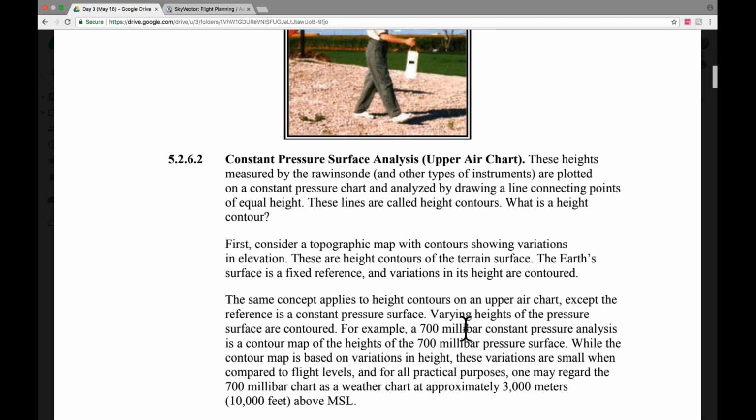So on the upper air chart, once again, they're measured using the weather balloons. They're plotted on a constant pressure chart and analyzed by drawing a line connecting points of equal height. These lines are called height contours. So these are the isobars, or the contours that you see on the chart I was showing you.